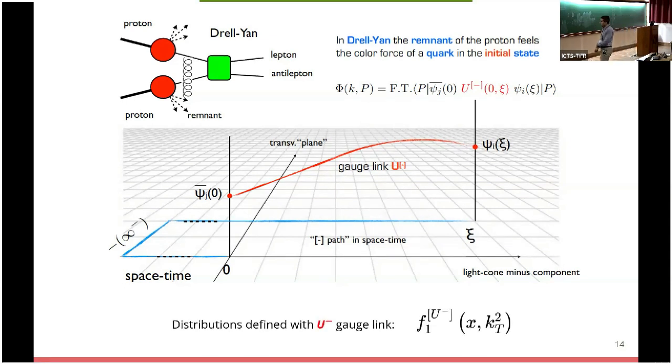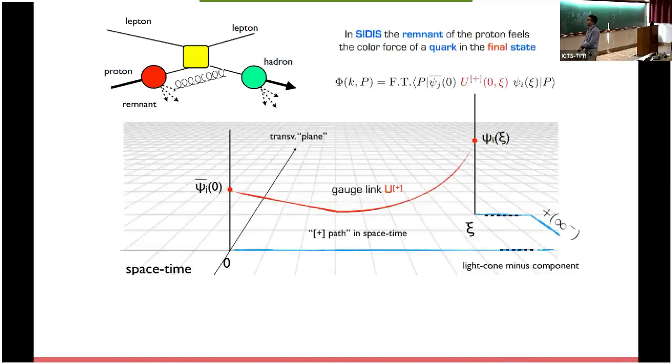So the distribution functions that we use in Drell-Yan depend on the gauge link with the path that goes to minus infinity. What happens for another process like semi-inclusive DIS? Here, the remnant, which is colored, interacts with the quark in the final state. So this difference between SIDIS and Drell-Yan, the fact that the remnant talks to the quark in the future in the Feynman diagram, makes the path different with respect to the Drell-Yan case. So in this case, the path goes, again, along the light cone minus component, but to plus infinity rather than minus infinity.